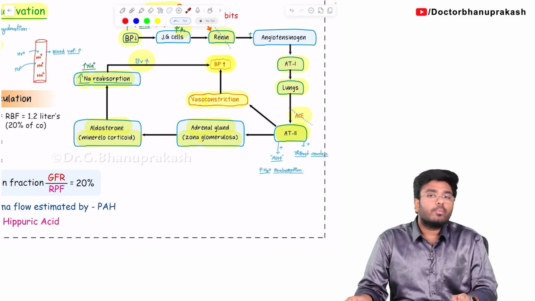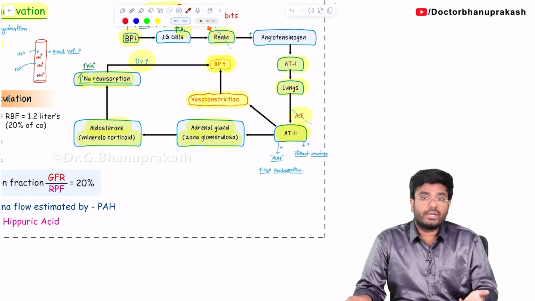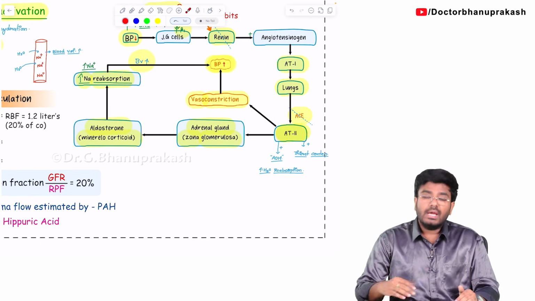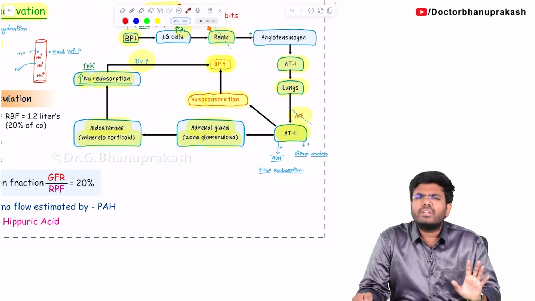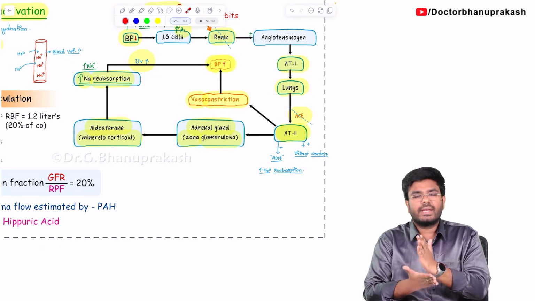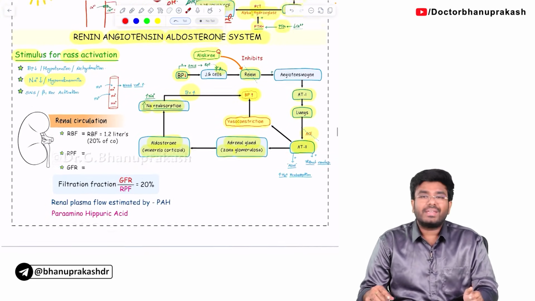In your second year pharmacology, you will study the different drugs which can decrease your BP. There are diuretics, thiazide diuretics, loop diuretics, centrally acting sympatholytic drugs, alpha blockers, beta blockers, and RAS pathway inhibitors. There are different drugs which can be used, but in this topic I am telling you that by inhibiting the RAS pathway, we can manage our BP. Okay, so with this, the RAS topic is completed.